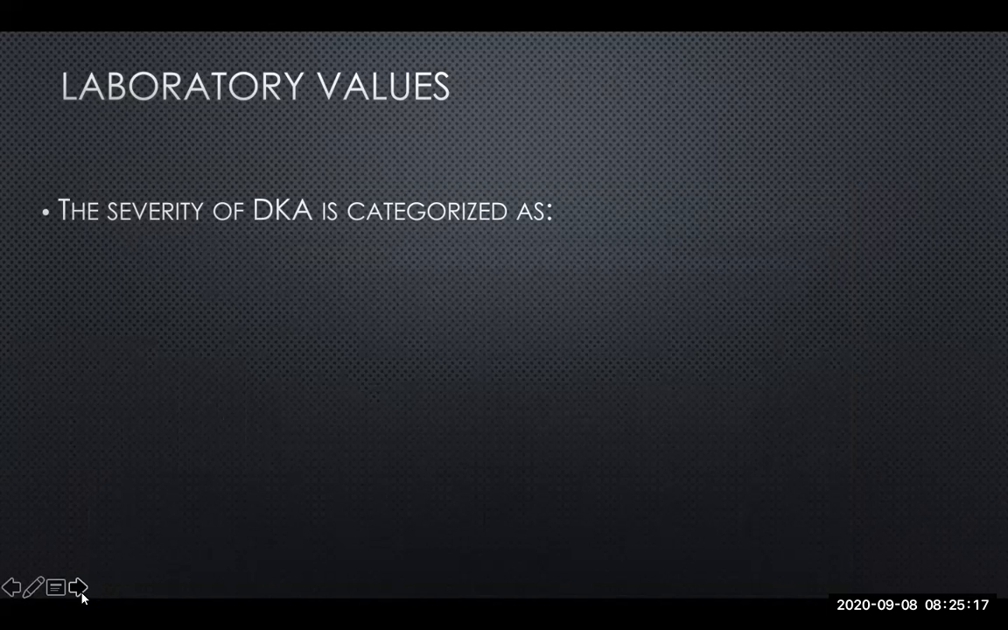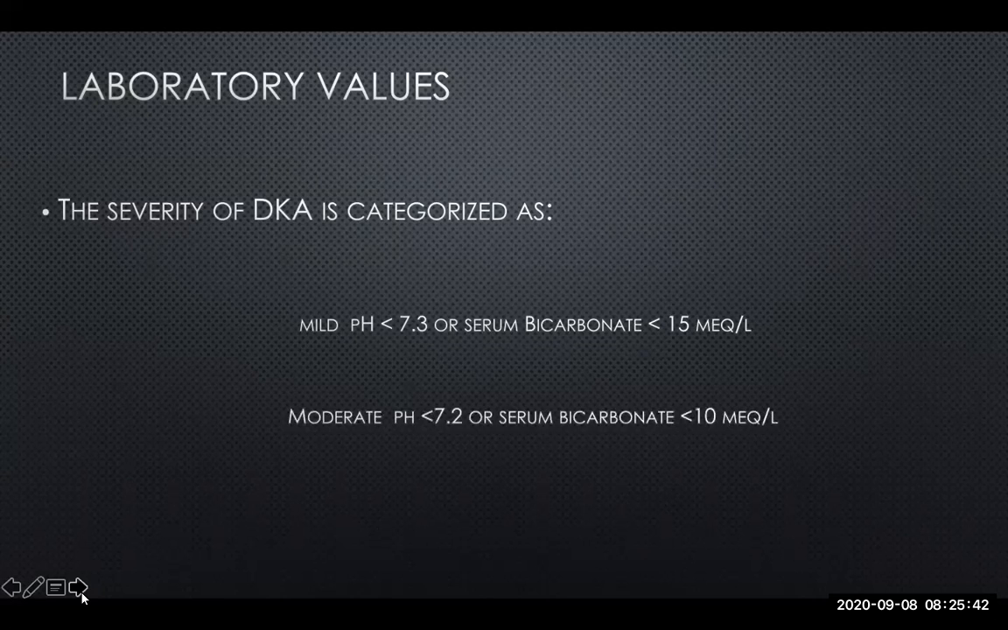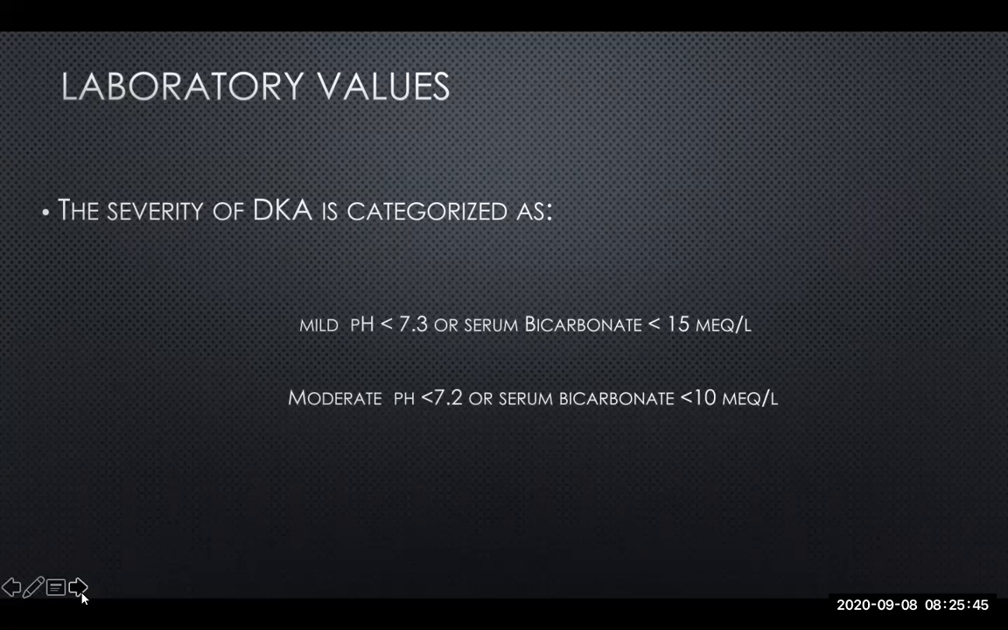In the lab values, the severity of the DKA is going to be categorized as mild, moderate, and severe. The mild one is when the patient has a pH less than 7.3 and bicarbonate less than 15. The moderate one is when the pH is less than 7.2 and bicarbonate less than 10. And severe DKA is when a patient has a pH less than 7.1 and a bicarbonate less than 5.